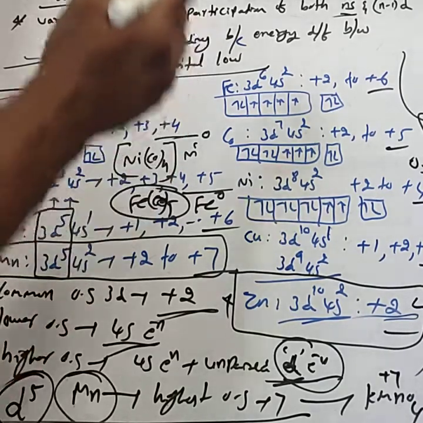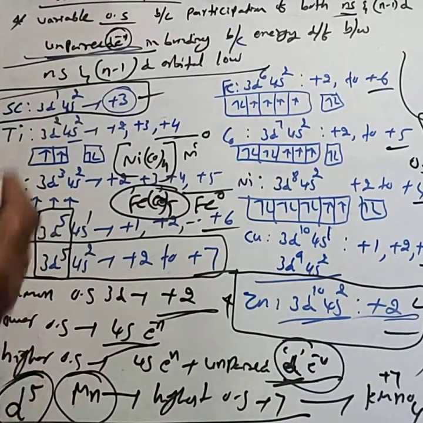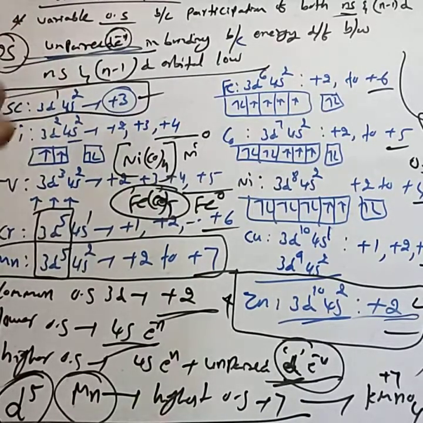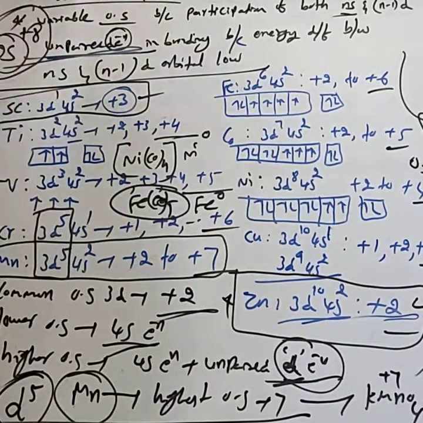Then among the transition elements, the element which shows the highest oxidation state is osmium, which shows +8. Among the 3d series, Mn shows the highest oxidation state. These are all important for competitive exams. These are about the oxidation state. In the next class, we will study the magnetic property.